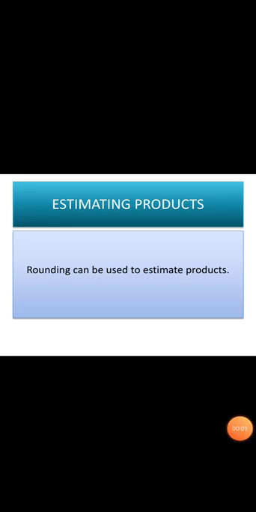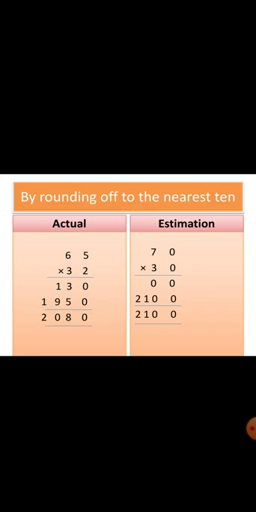Happy day, children. The next topic in our multiplication chapter is estimating products. Rounding can be used to estimate products, that is, rounding off to the nearest 10, hundreds, and thousands. That is used to estimate the product also, as we did estimation in addition and subtraction. By rounding off to the nearest 10.